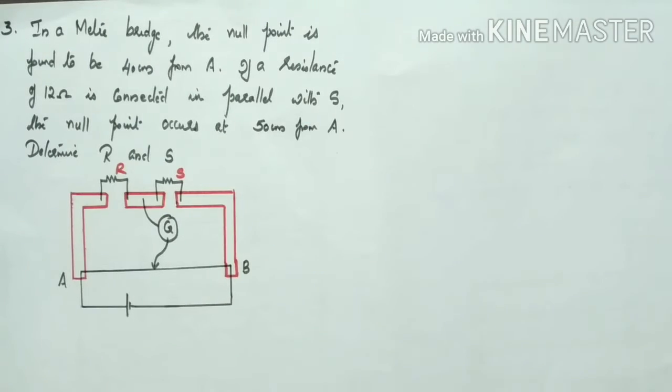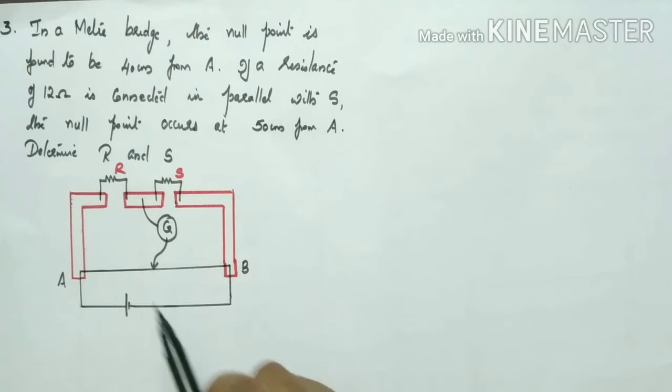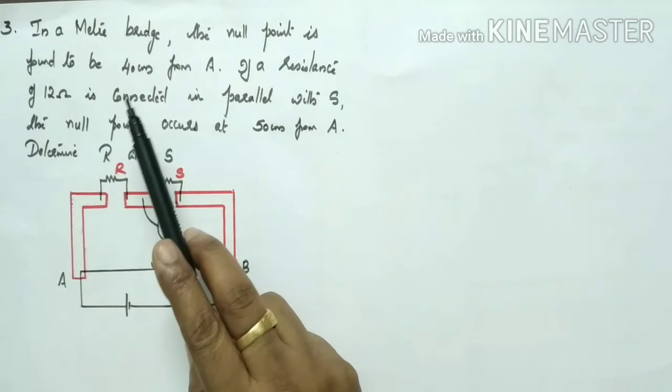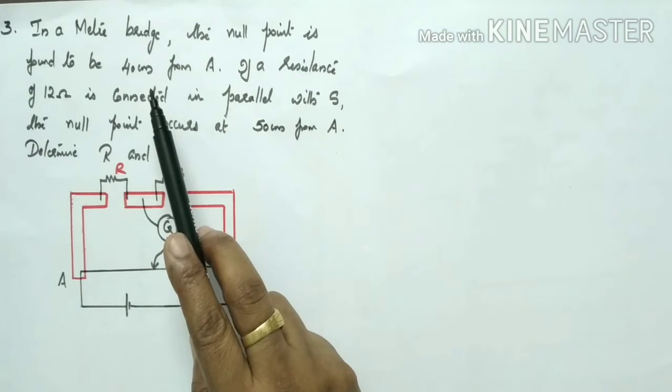Third question: in a meter bridge the null point is found to be 40 centimeter from A. If a resistance of 12 ohm is connected in parallel with S, the null point occurs at 50 centimeter from A. Determine the values of R and S. Again the same meter bridge figure is given. R is connected in the left gap and S is connected in the right gap. So what is the balance length given? It is 40 centimeter from A.